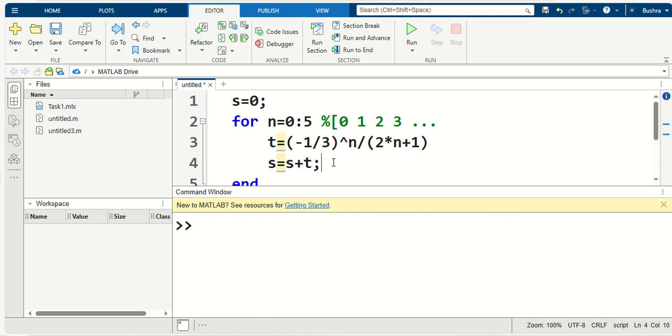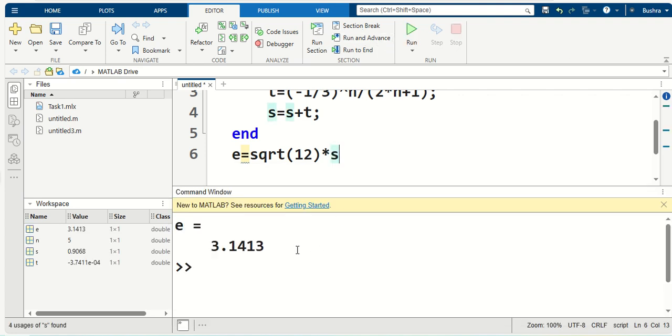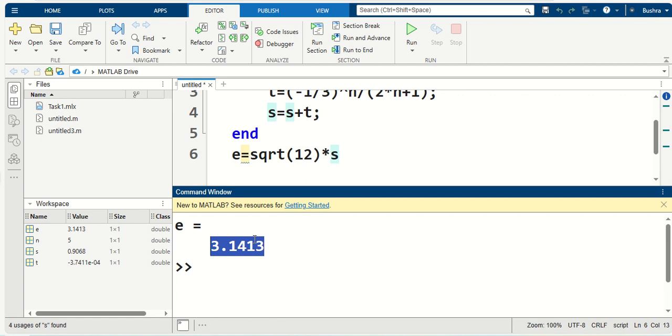That's all about it. I'm going to put a suppressor at these two statements, line 3 and line 4. I'm going to come out of the for loop, and then let's say variable e. I'm going to multiply the square root of 12 by the single sum variable, which is s. And if I run it, you will see a single result, 3.1413, which is pretty much similar to the one that we got before.